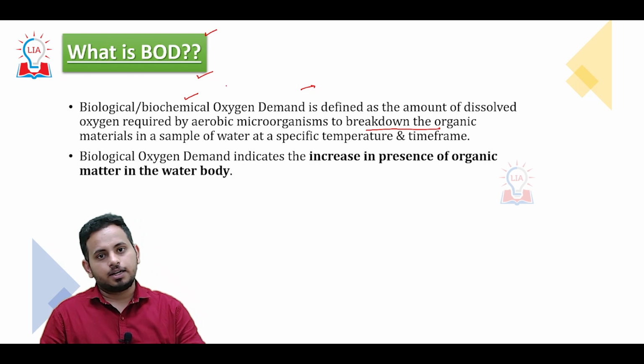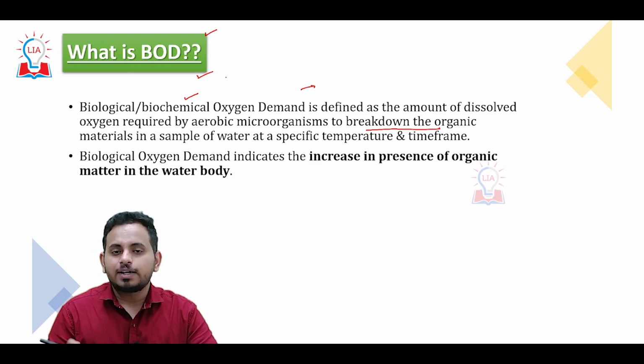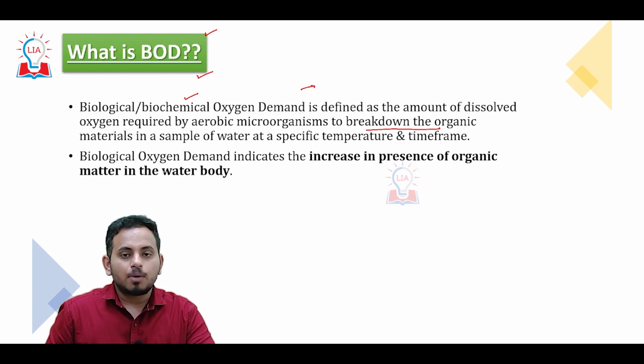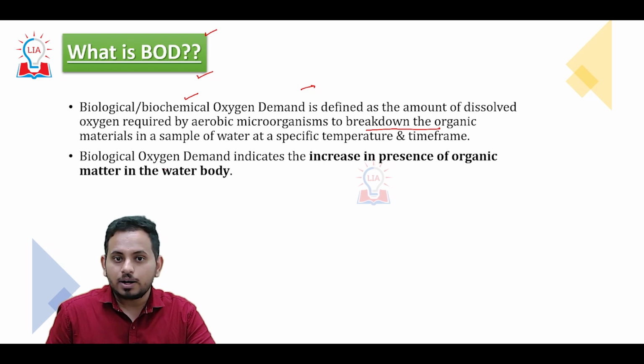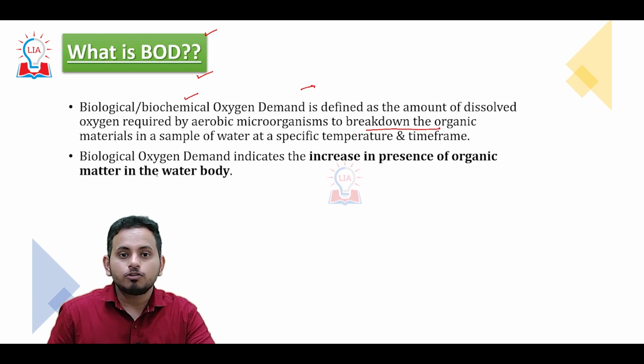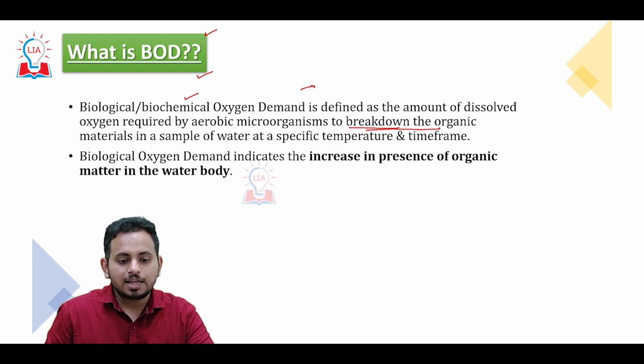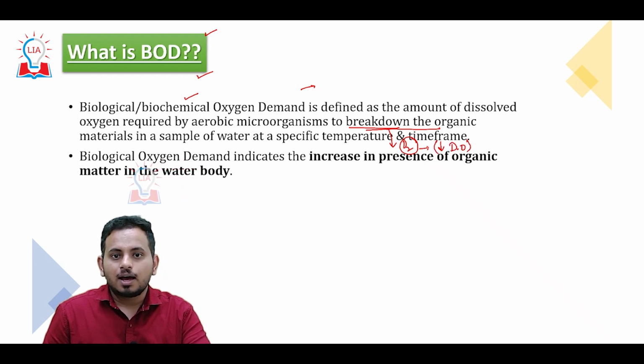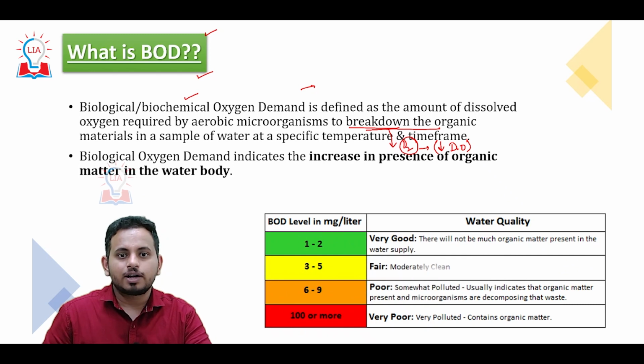So what does it indicate? What will you get to know if I tell you that the biological oxygen demand for this water body is more? It means the amount of microorganisms in that aquatic ecosystem is more. If the microorganisms are more, then the breakdown is more. If the breakdown is more, then you have more consumption of oxygen, and that is the reason why you have reduced dissolved oxygen.